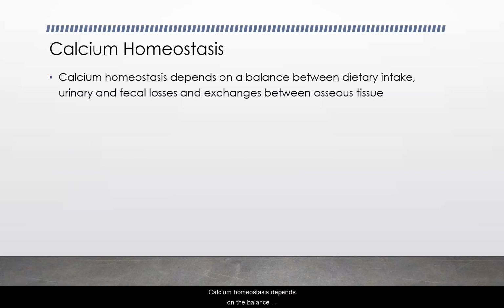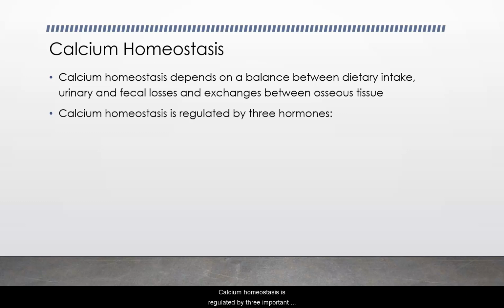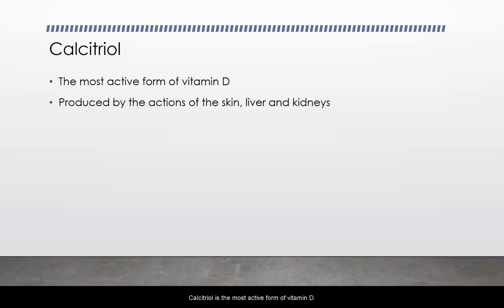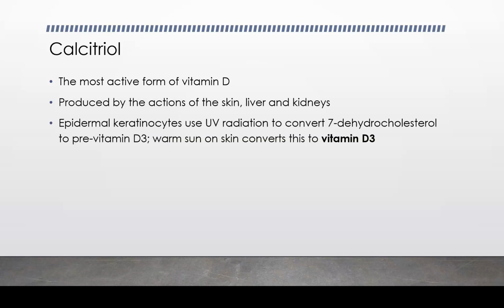Calcium homeostasis depends on the balance between, obviously, dietary intake, what you're taking in through what you eat, urinary and fecal losses, and exchanges between the osseous tissue. Calcium homeostasis is regulated by three important hormones that we're going to learn right now: calcitriol, calcitonin, and parathyroid hormone. Let's talk about calcitriol first. Calcitriol is the most active form of vitamin D. It is produced by the actions of the skin, the liver, and the kidneys.